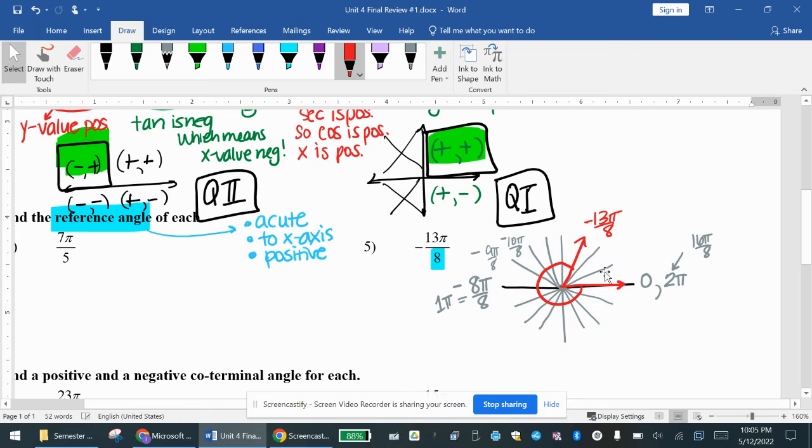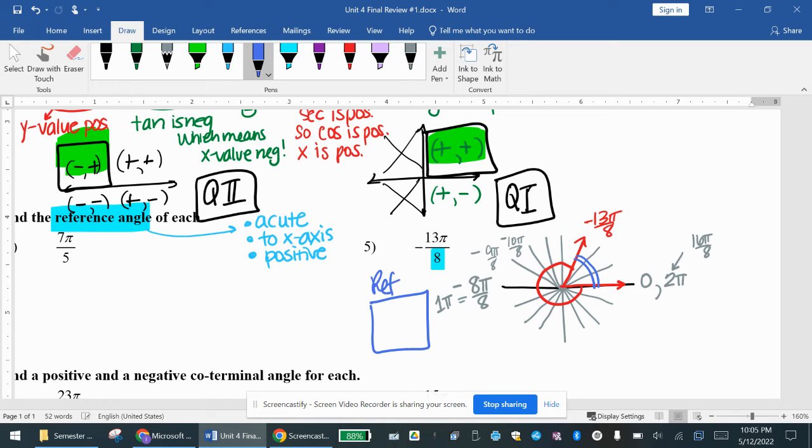So you always want the smaller distance. So the reference angle here would be 3 pi over 8. And that's the answer. So reference angle, we always used to put like a little apostrophe on it, is 3 pi over 8. Remember that your reference angle is always to the x-axis, must be acute, so it's got to be less than 90, and it has to be positive because it's measuring distance. Distance can never be negative.